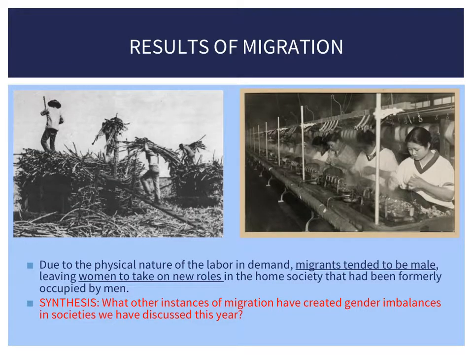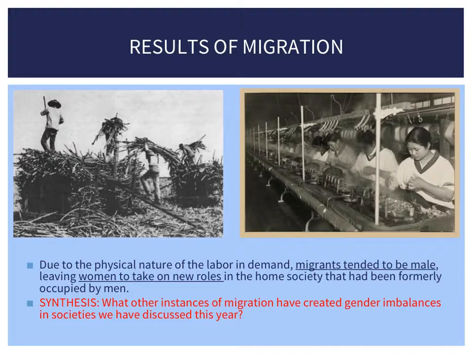One impact of this on the home society is that it tended to skew the gender ratios. Because a lot of the jobs were pretty tough agricultural work, a lot of the migrants tended to be male, and at first at least left their wives and families behind to go start a new life in a new place, then possibly bring their family over later. But this meant that in the home societies, women tended to take over jobs that had previously been done by men.